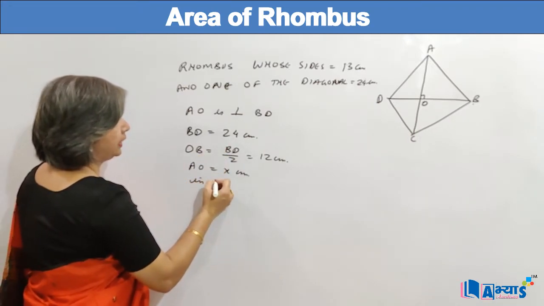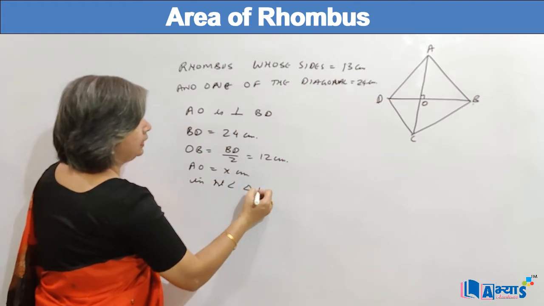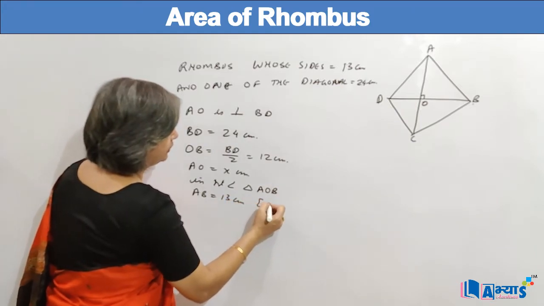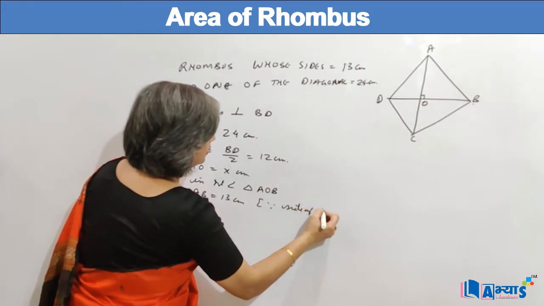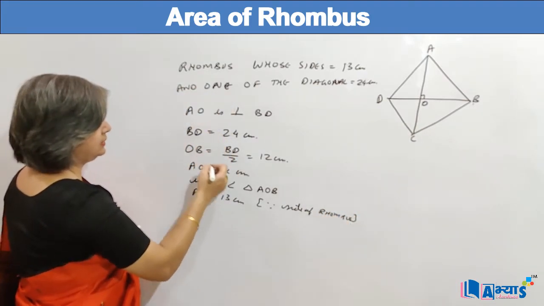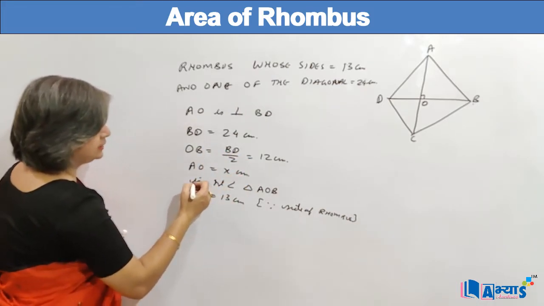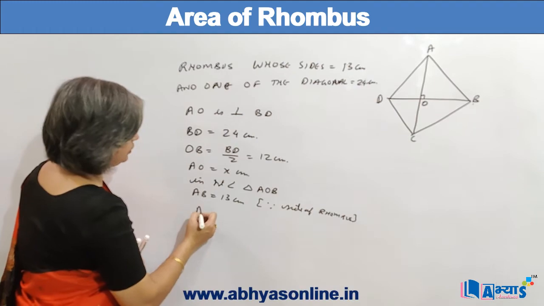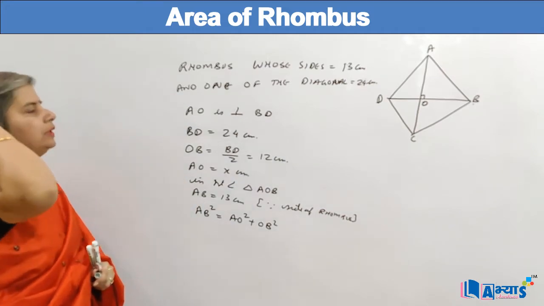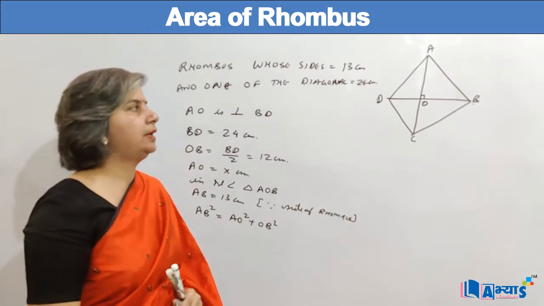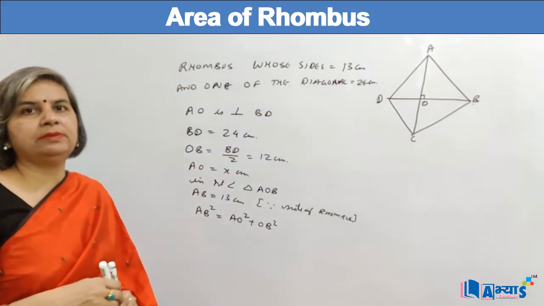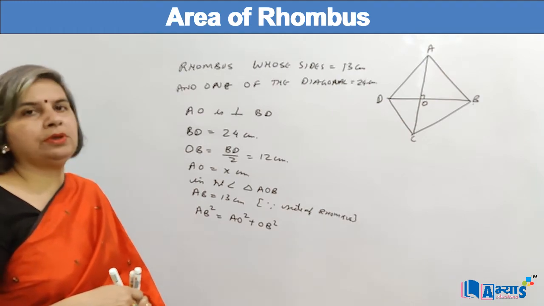So in right angle triangle AOB, AB is equal to 13 centimeter, the side of a rhombus. Now AO is X and OB is 12 centimeter. As it is a right angle triangle, from Pythagoras theorem we get AB square is equal to AO square plus OB square, because we know that the diagonals of a rhombus bisect each other perpendicularly. That means AO is perpendicular to BD.